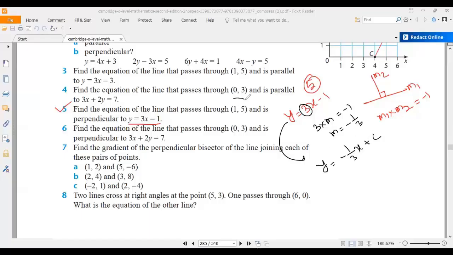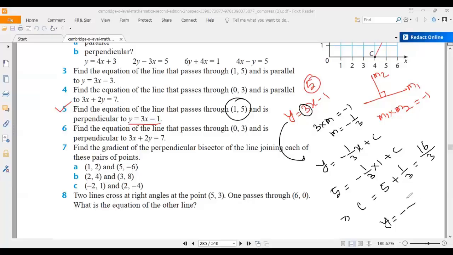And it passes through (1, 5). Then this point will satisfy this equation. So we can say 5 equals -1 by 3 into 1 plus c, or c equals 5 plus 1 by 3, or 3 fives are 15 plus 1, 16, 16 by 3. So the equation of the perpendicular line of y equals 5x minus 1 will be y equals -1 by 3x plus, now we need to put the value of c, that is 16 by 3. We can write it as 3y equals -x plus 16, or x plus 3y equals 16.